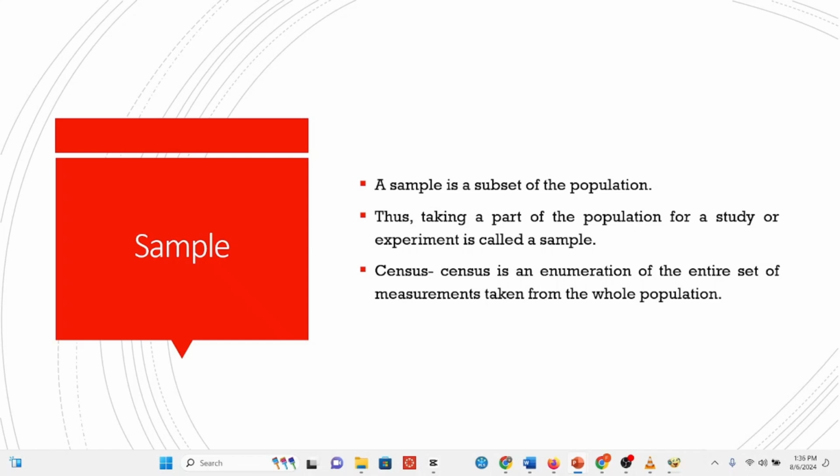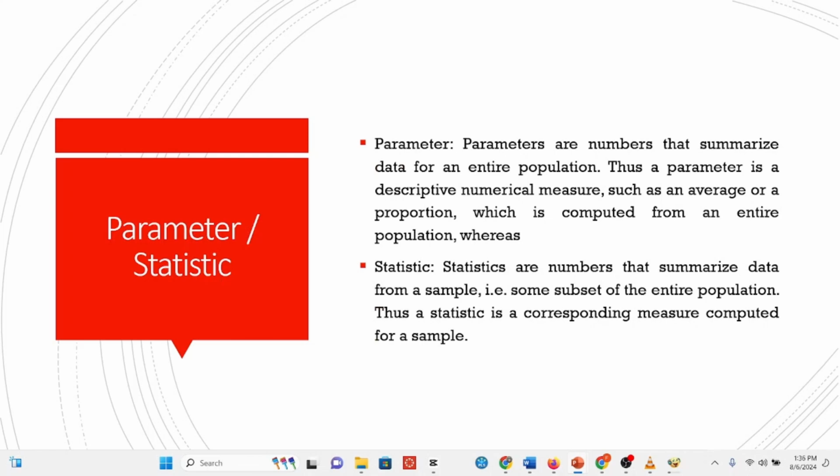Let's look at what parameter and statistics is about. Parameters are numbers that summarize data for an entire population. Thus a parameter is a descriptive numerical measure, such as an average or a proportion, which is computed from an entire population, whereas statistics are numbers that summarize data from a sample, i.e. some subset of the entire population. Thus a statistic is a corresponding measure computed for a sample.